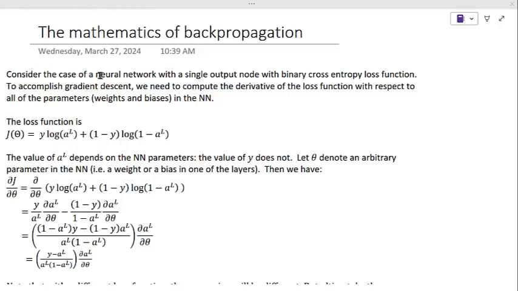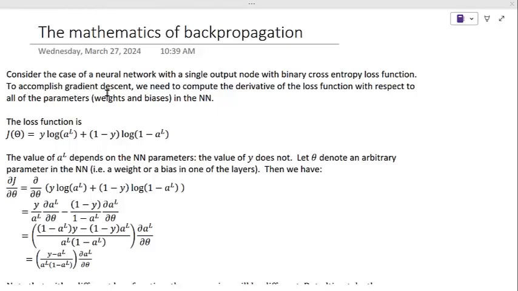So let us consider the case of a neural network with a single output node with binary cross-entropy loss function. So what we're going to do in this video is do simpler cases and build up to more complicated cases. So in this case, we have a neural network with just one output node, and we're using binary cross-entropy. Now, of course, neural networks may have more than one output node and may have different loss functions, but I'll indicate how that changes the results as we go along.